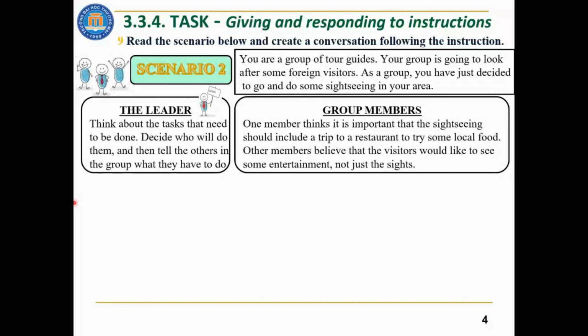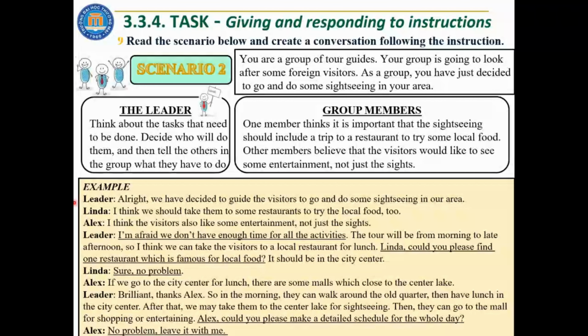Have you finished? Please see below an example conversation. In this example, there are 3 people join the conversation. We have the leader, Linda, and Alex. So please spend some time reading the example and see how the leader stands his ground, what he asked Linda and Alex do, and how Linda and Alex respond to the instruction.